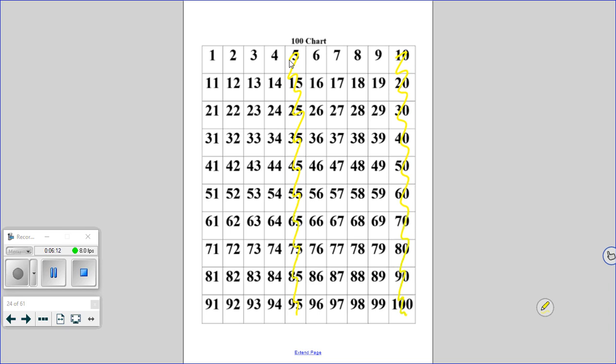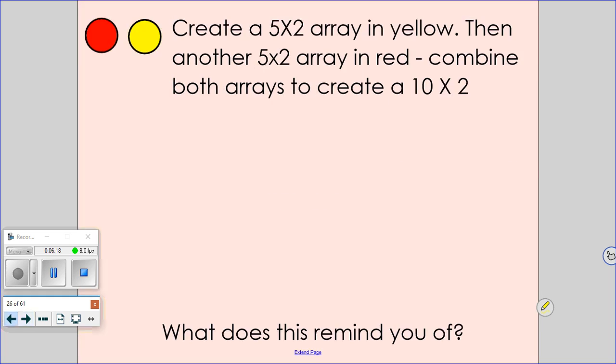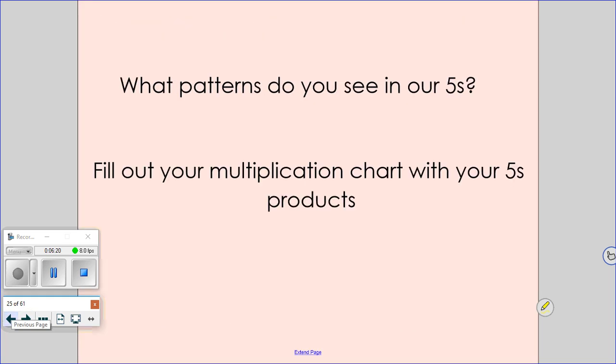Hundreds chart should look something like this by now. Alright, what patterns do you see? On the same page that you glued in your hundreds chart, we're going to write down some patterns that we see. Actually, nope, that was a lie. On the same page that we did our 5s, and if you need more room, you can put it on the next page, we're going to write down some patterns that we see.